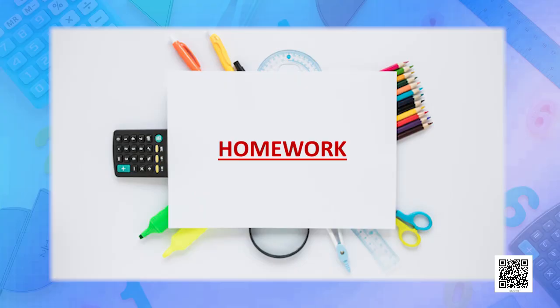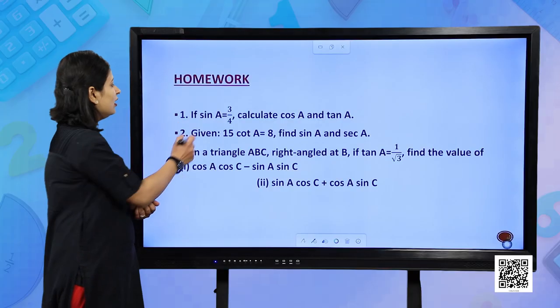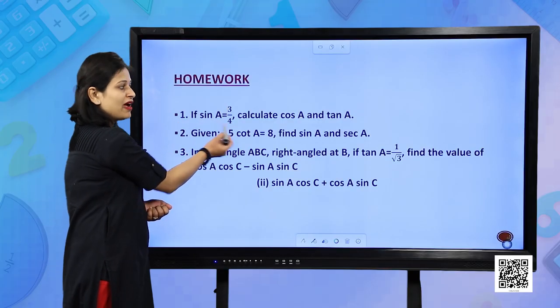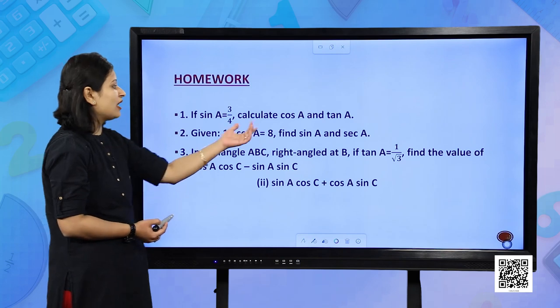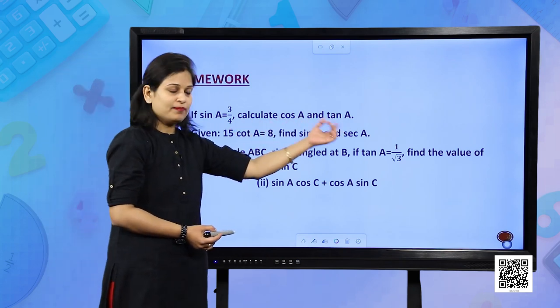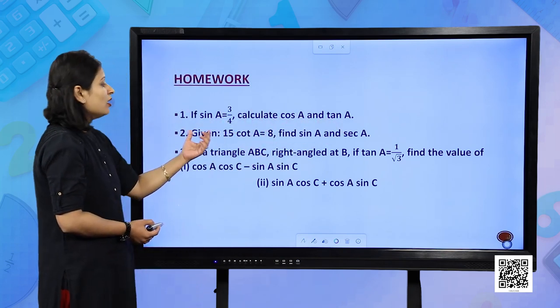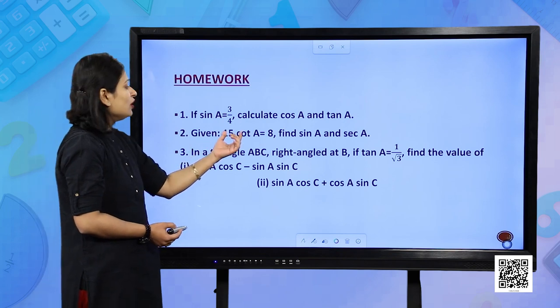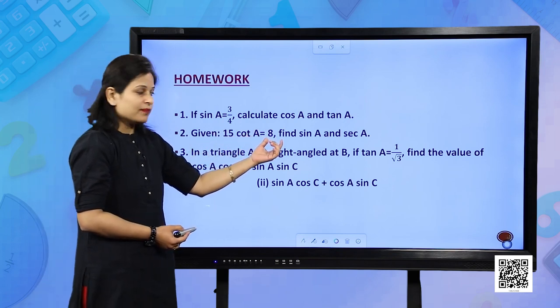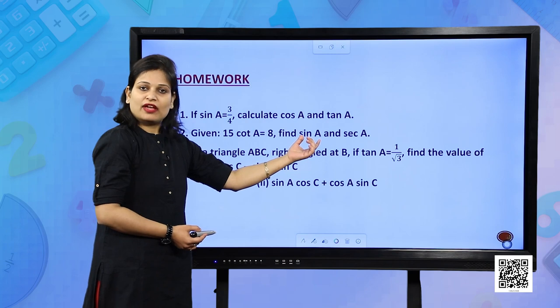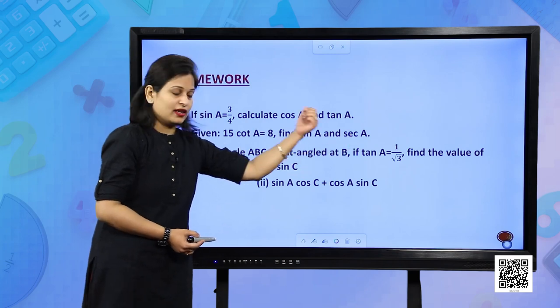Now, let's take up the questions for your homework. Question number 1. If sin A is 3 by 4, you have to calculate the value of cos A and tan A. Question number 2. We are given 15 cot A is equal to 8. You need to simply find out the value of sin A and secant A.